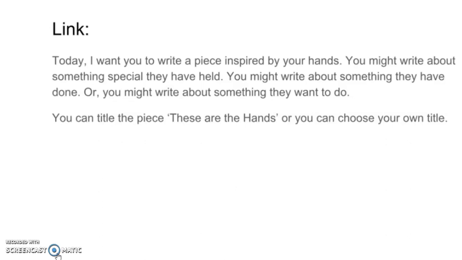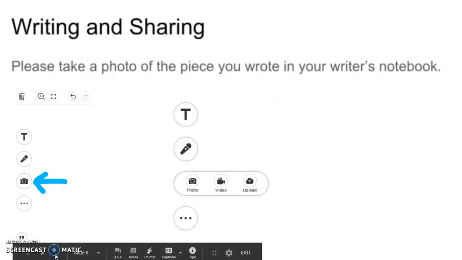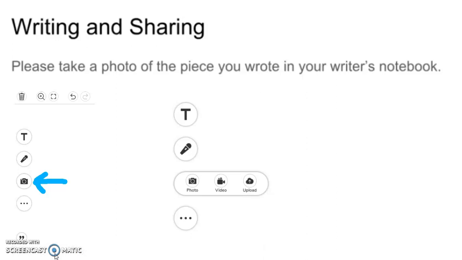Now, just like any time in writing workshop, if we were in the classroom, we might go back to our seat and quietly start writing. So find that spot that's a quiet, peaceful spot for you to start writing. When you're finished with your writing piece, we're going to share. So please take a photo of the piece you wrote into your writer's notebook.